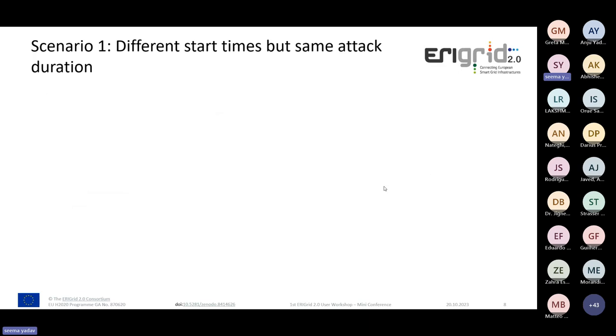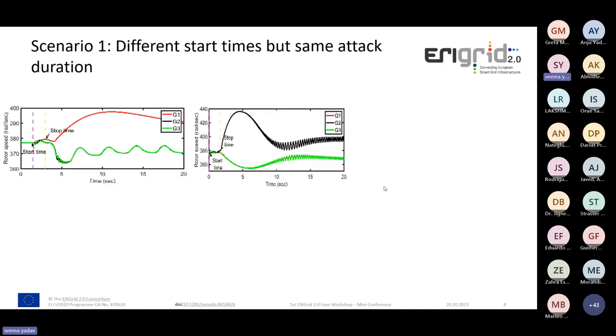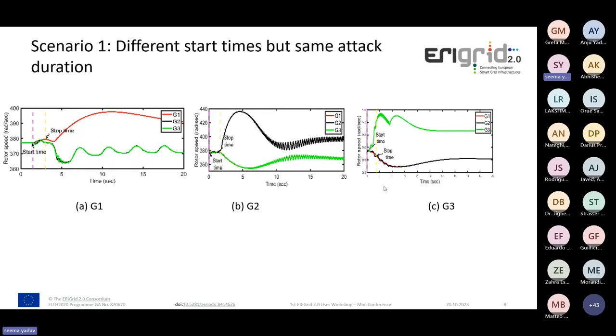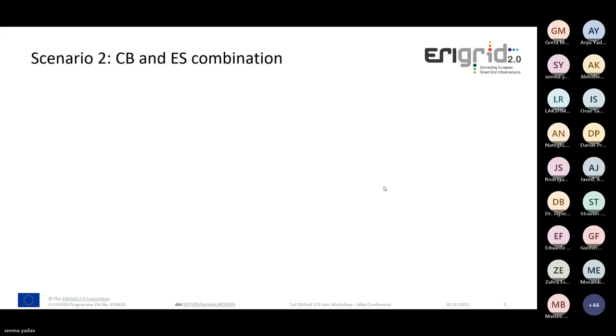Next, we have studied different scenarios. The first scenario was with different start times but the same attack duration. With different start times, we tried to construct the attack on generator 1, generator 2, and all the available generators in the 9-bus model, and I was able to successfully implement the switching logic, create the successful attack, and get the intruder behavior in our system. In scenario 2, I have chosen the circuit breaker.